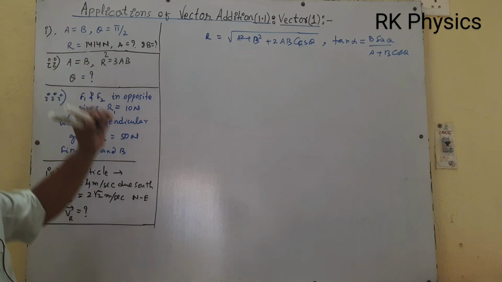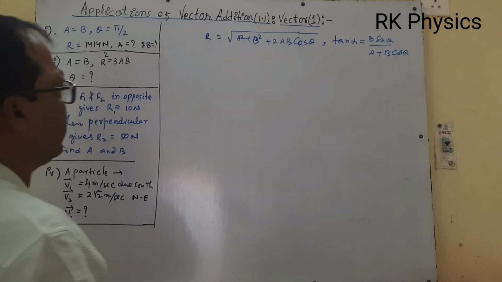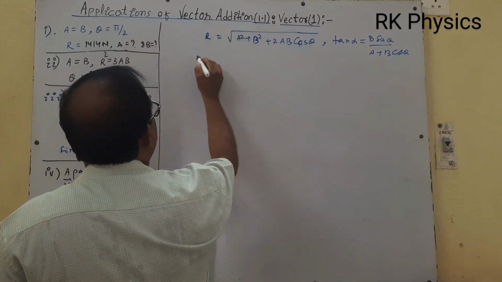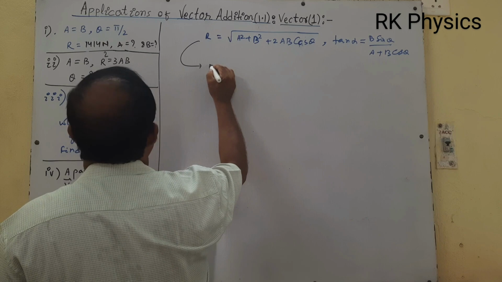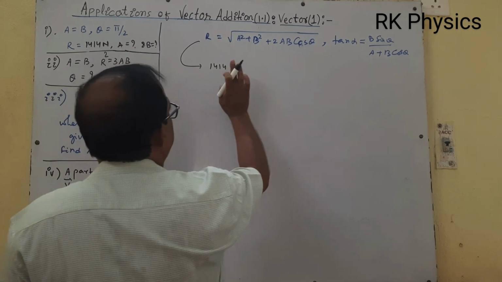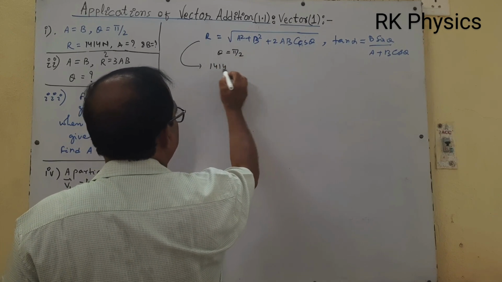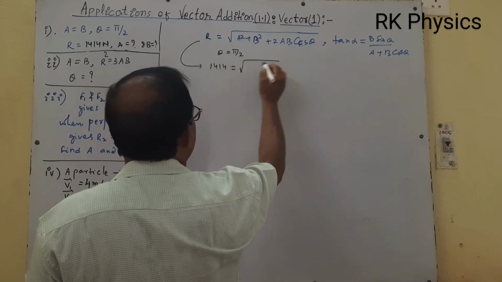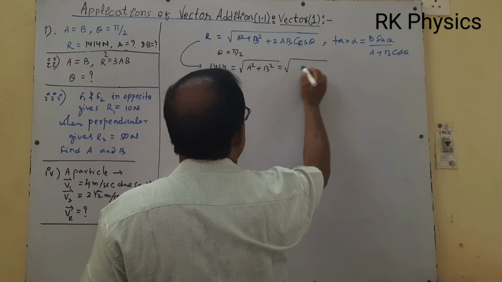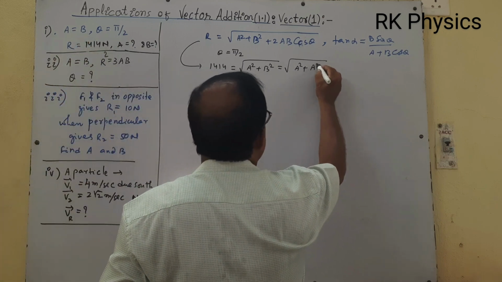Mark, two vectors of equal magnitude are perpendicular to each other. If you use this technique here, you can write R directly as 1414 Newton. Now theta is pi by 2. That means 1414 Newton is root over A square plus B square, which is root over A square plus A square, since B is again A.